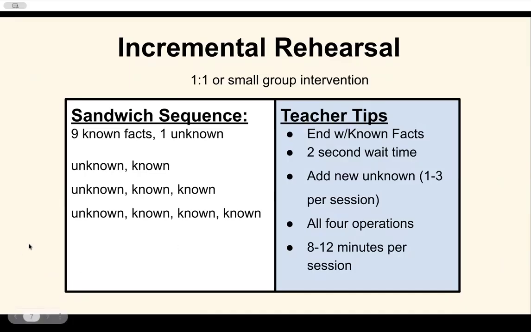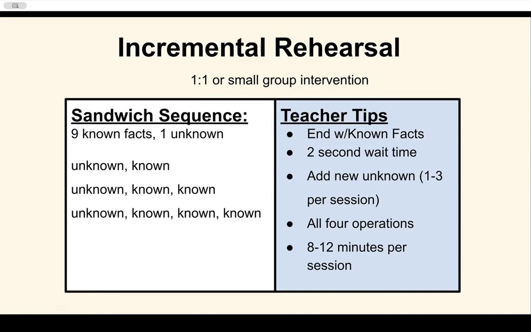We're going to begin with incremental rehearsal. This particular routine can be used one-on-one, or you can use it with small group intervention. We sometimes call this the sandwich sequence, and the reason is that we are taking 9 facts that we know our students have automaticity with, and pairing them with one unknown fact.